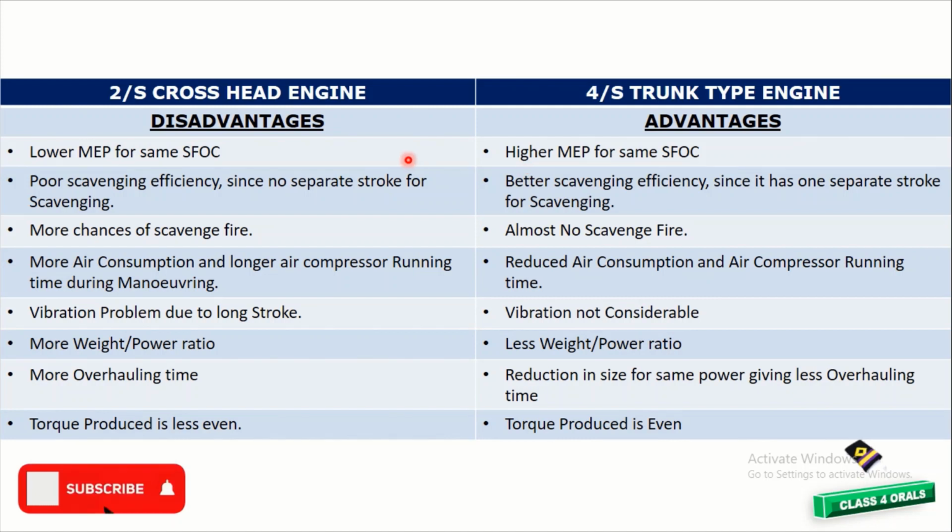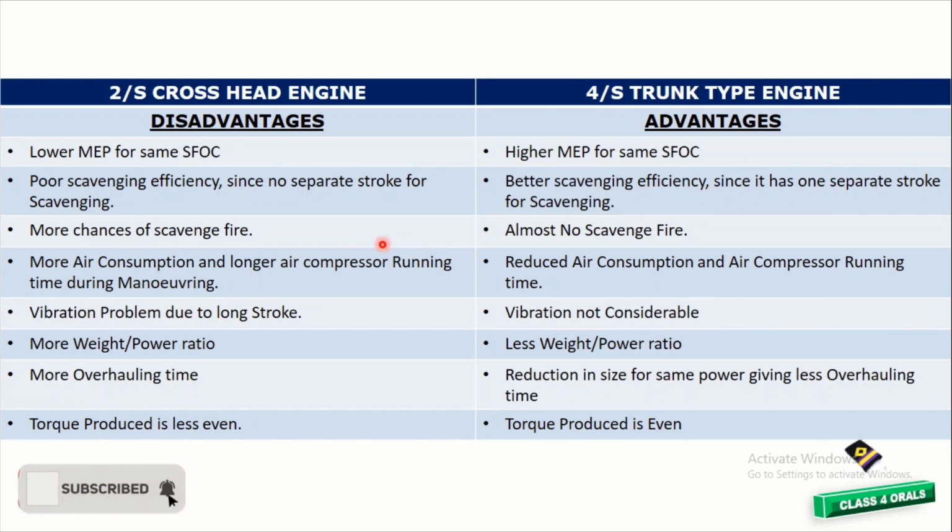So the disadvantage of the 2-stroke type crosshead engine is that it has a low mean effective pressure for the same specific fuel oil consumption, whereas it has a higher MEP for the same SFOC in the case of the 4-stroke type of engine. The 2-stroke engine has poor scavenging efficiency since there is no separate stroke for scavenging, whereas better scavenging efficiency is seen since it has one separate stroke for scavenging in the case of the 4-stroke type of engine.